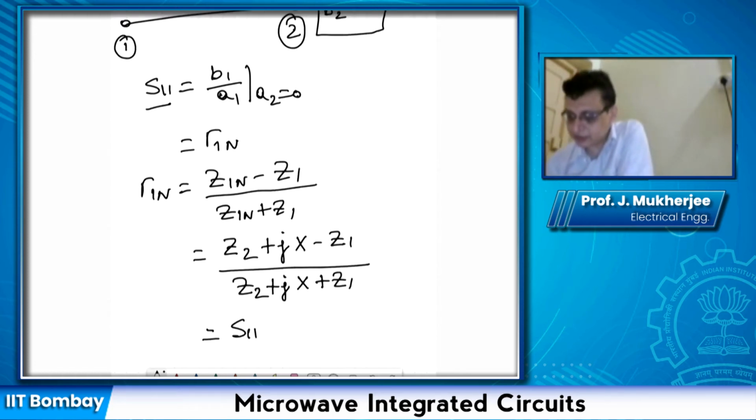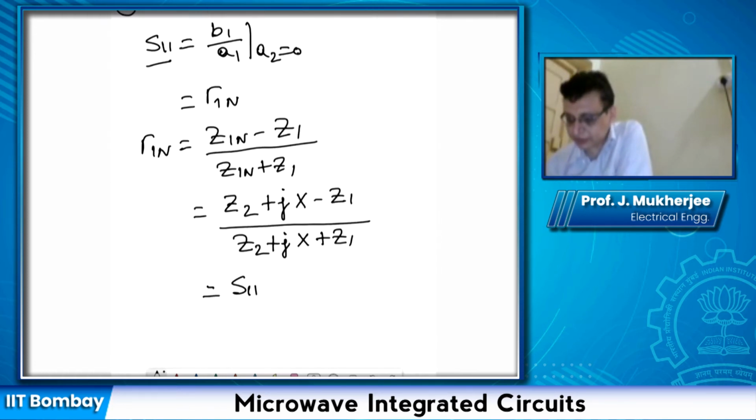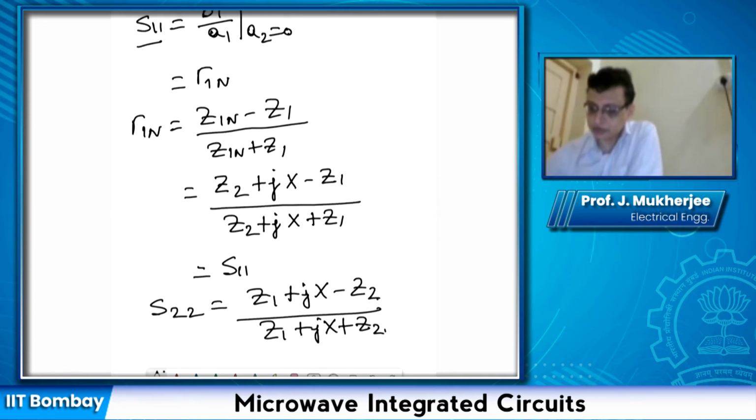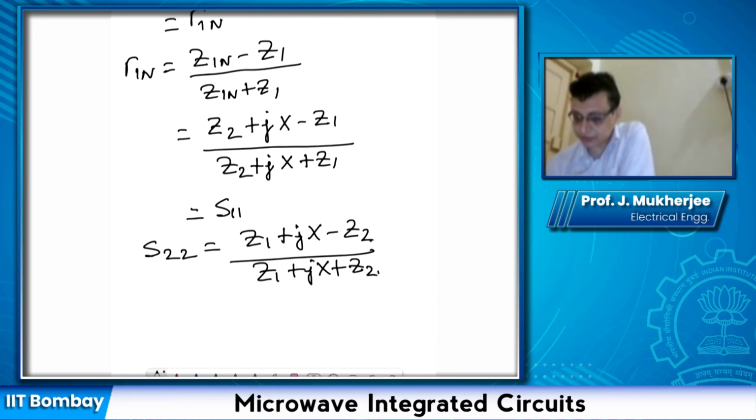Similarly, from symmetry we can find that S22 will be equal to Z1 plus jX minus Z2 upon Z1 plus jX plus Z2. Symmetry means if S11 is this, then if we just substitute 1 in place of 2 and 2 in place of 1, we should get S22. Okay, so that was about S11 and S22.